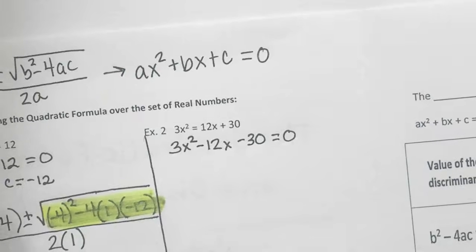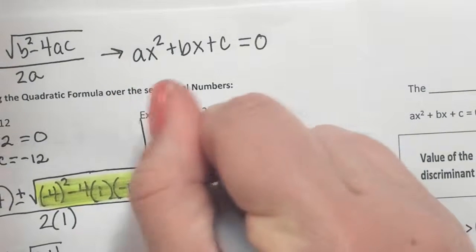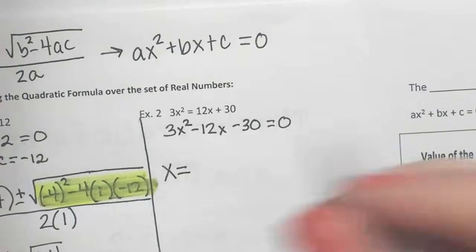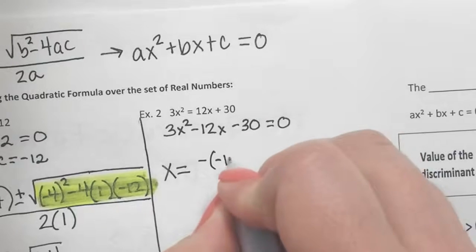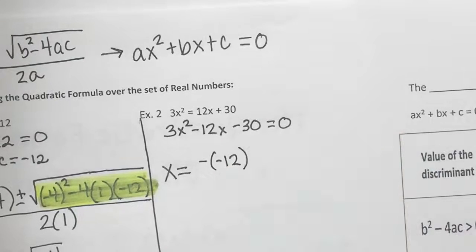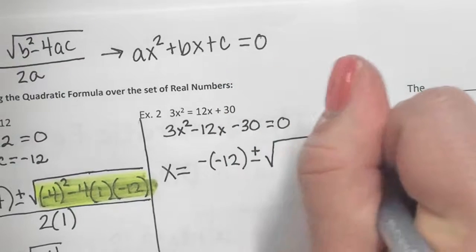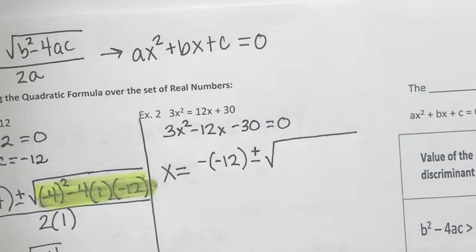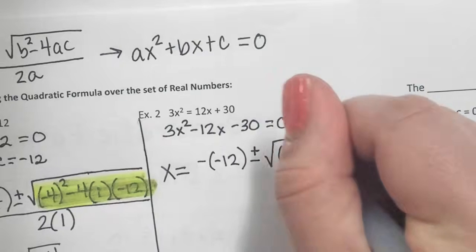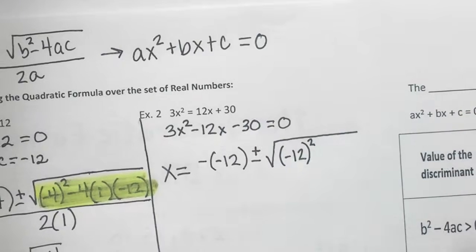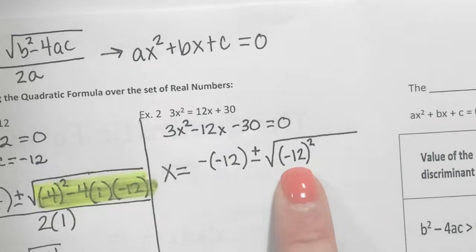Okay, you can identify A, B, and C if you need to, or just understand what it is and plug it in. So x equals opposite B. B is negative 12. So we have negative 12 plus or minus big long square root. b squared, so that would be negative 12 squared. Yes, the parentheses are necessary, because if I didn't have them, that wouldn't calculate correctly.